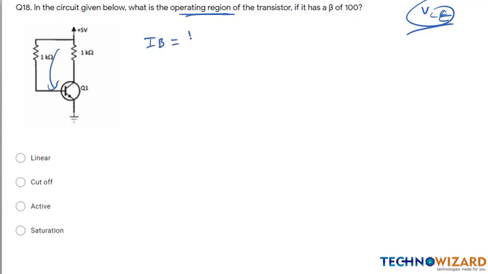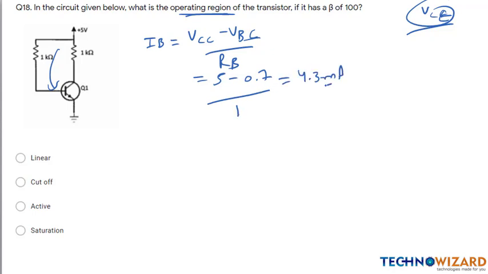Can I write (VCC minus VBE) upon RB? VCC is 5 volt, VBE is 0.7 volt, and RB is 1. From here we can get 4.3 milliampere as IB, and we know that IC is equal to beta times IB. Beta is given as 100 in the question.